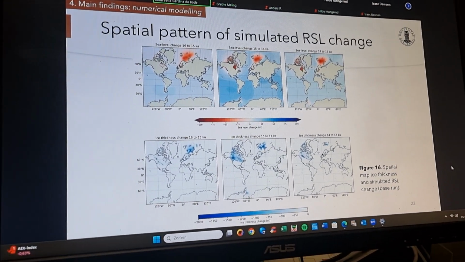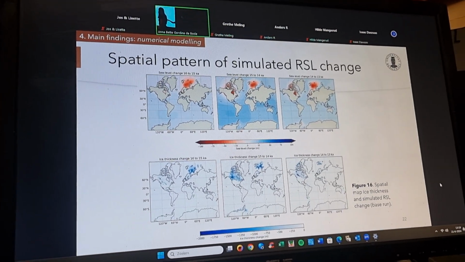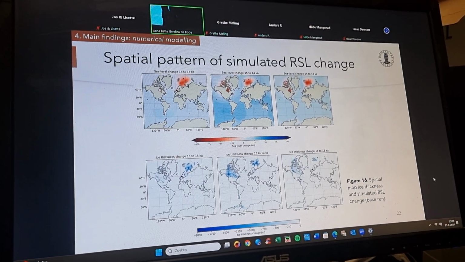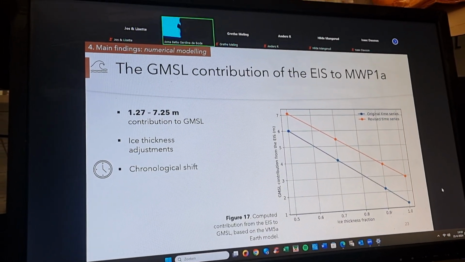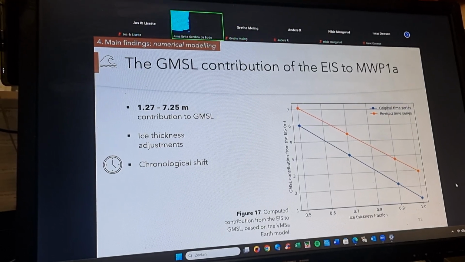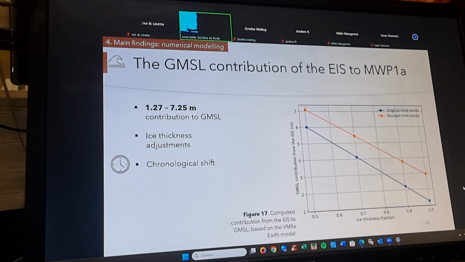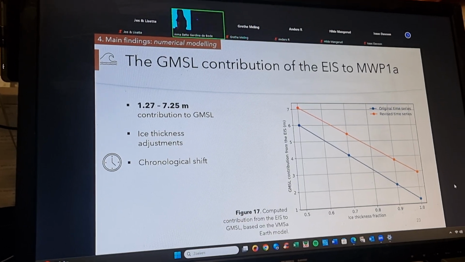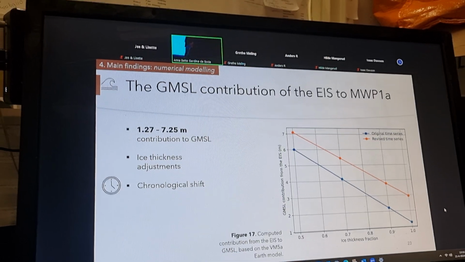What is nice to note here is that the interval where meltwater pulse 1A takes place has especially strong relative sea level rise, partly in the near field, compared to the interval before and after. Then I computed the contribution of the Eurasian ice sheet to meltwater pulse 1A, the global sea level rise, and I did this based on all of the different runs that I ran, which was up to 36 runs. So I get quite a large range of what it could be, 1.27 to 7.25 meters.